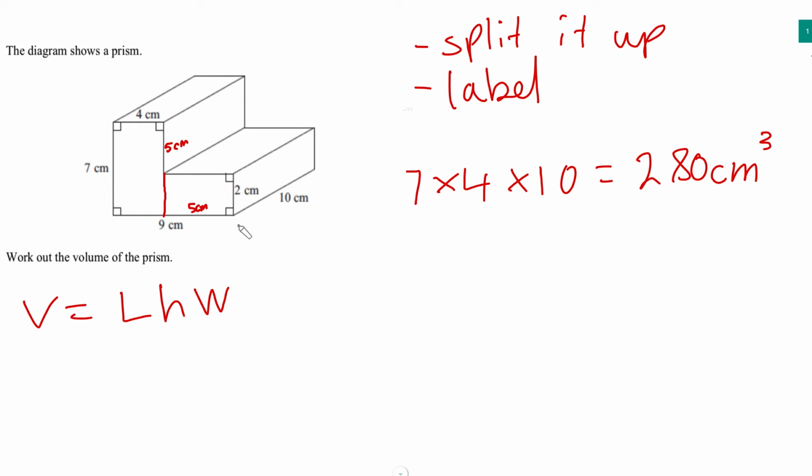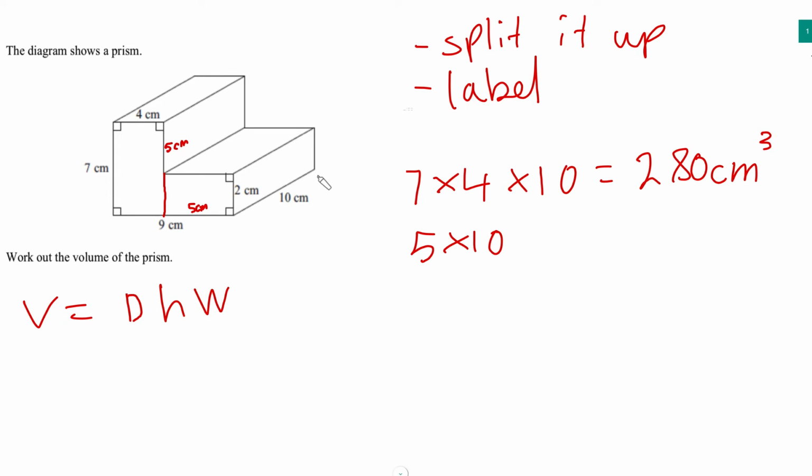Okay, so let's do the next one. This one over here, the face bit, this bit over here is 5 times 2. So remember, height times width. And then we're going to multiply by the length, or the depth actually. We should really change that to depth.